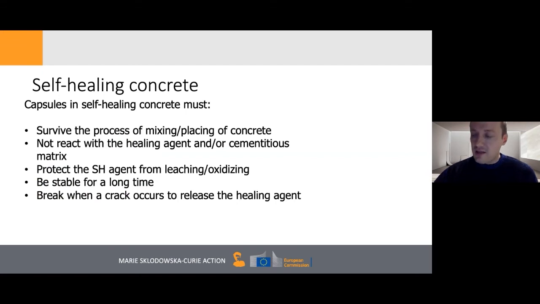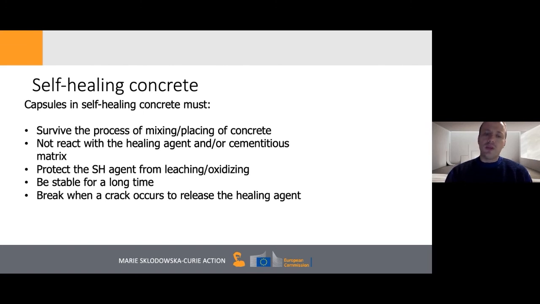The other thing your capsules need is to survive the mixing process of the concrete. Even if your capsule is very brittle, so that you are sure it will break under cracking of concrete, it might also break during mixing and placing of concrete. You also need to make sure that the capsule material, the shell material, does not react with the healing agent and/or the cementitious matrix, because you don't want your capsule to dissolve by itself, for example.